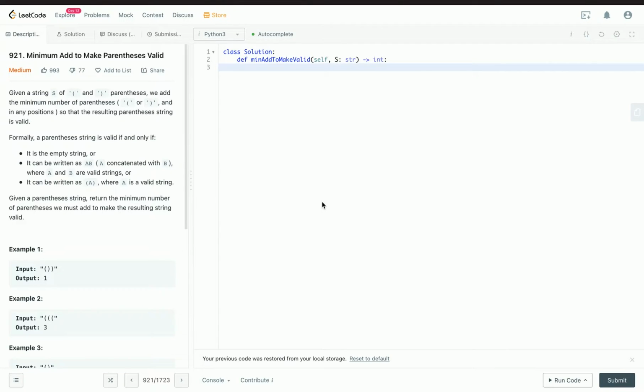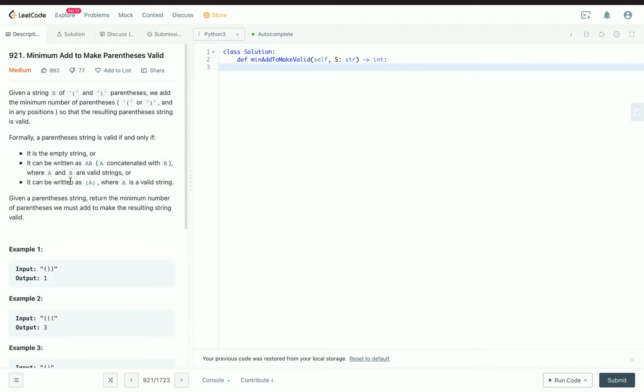Today we're going to be looking at Leetcode 921, Minimum Add to Make Parentheses Valid. Given a string s of left parentheses and right parentheses, we add the minimum number of parentheses in any position so that the resulting parenthesis string is valid.